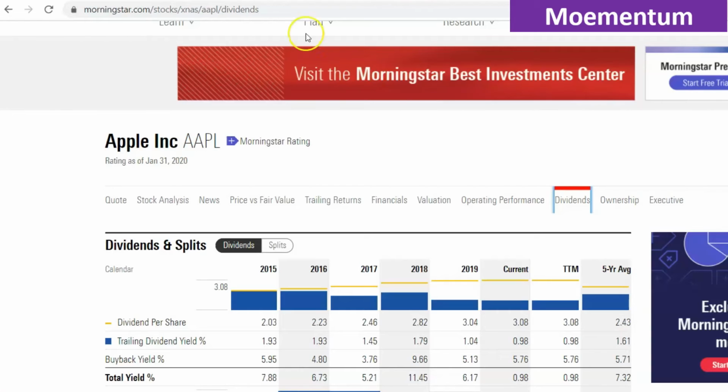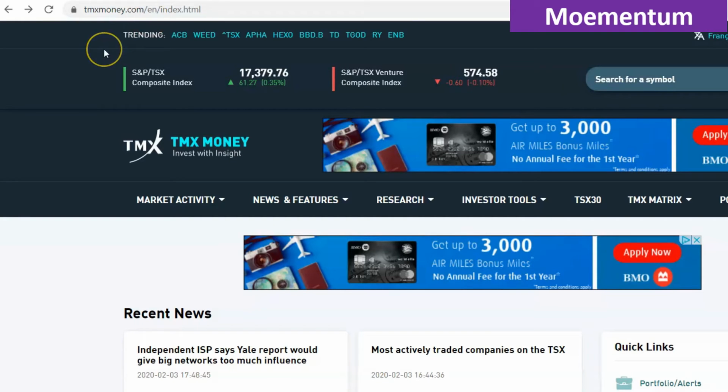While Morningstar is a great website where you can find the majority of exchange traded funds, bonds, or different stocks, sometimes they may not have the details for the different asset classes that are traded on the Canadian Stock Exchange. For that, I use a different website called TMXMoney.com.